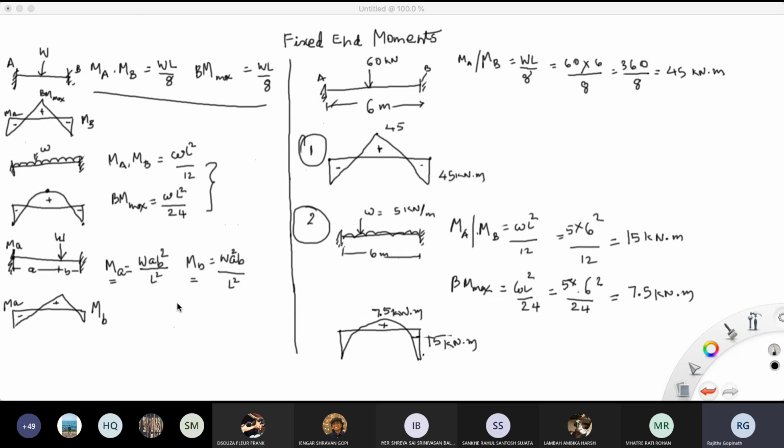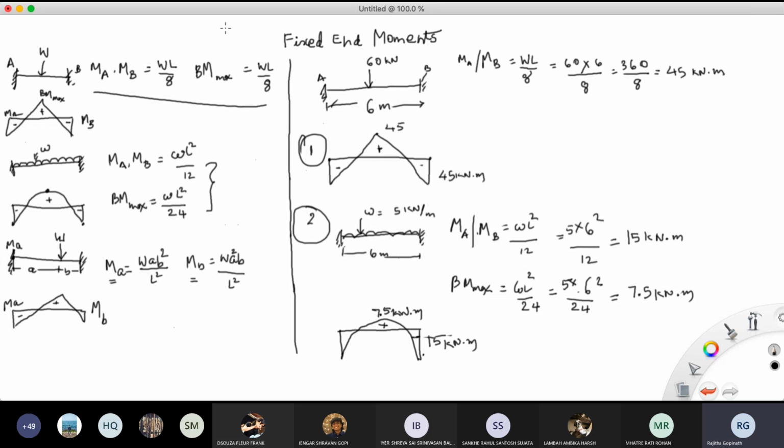The formula. I have a question again. It'll be only 15 kilonewton meter, not minus 15 kilonewton meter. We don't have to put a minus because we are already drawing it as minus. We are drawing it like this, so it's fine. Okay.